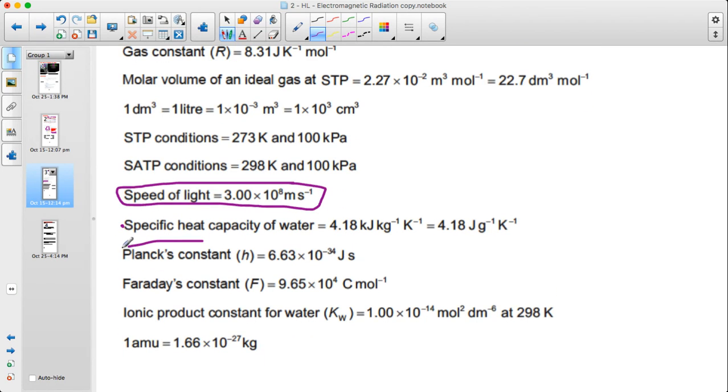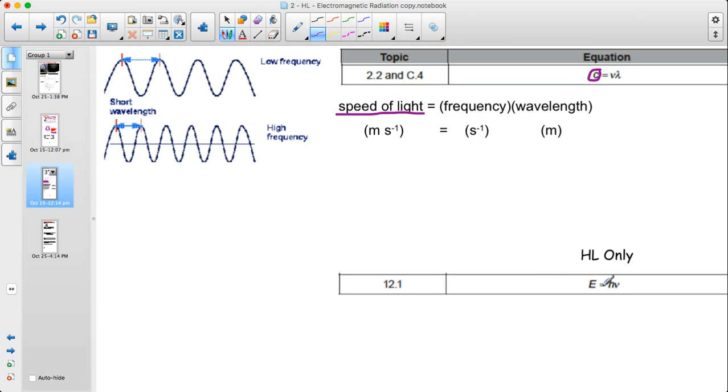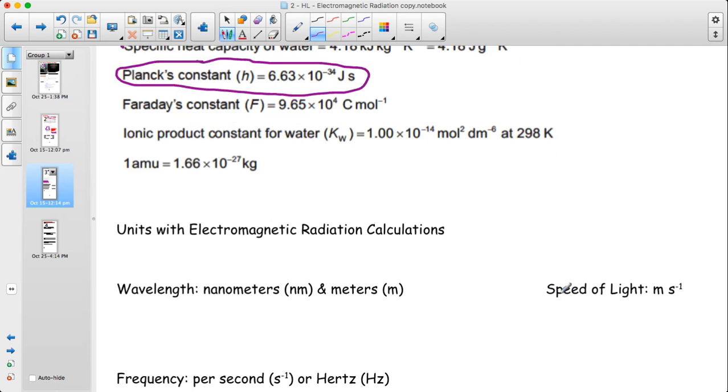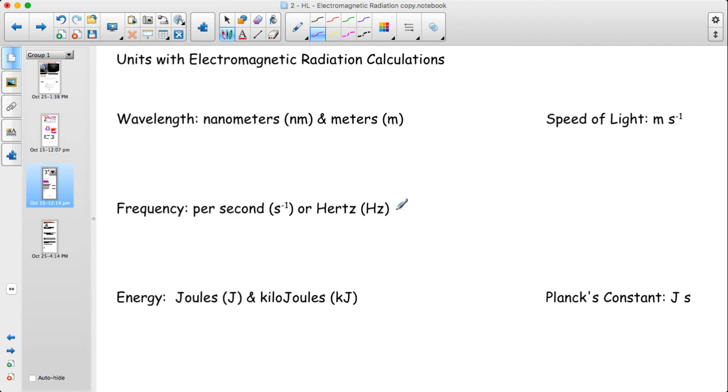If you're an HL student, Planck's constant, they give you the symbol for that is h, 6.63 times 10 to the negative 34th joule seconds. So the units are joules times seconds, which times frequency, which is per second, cancel out and give you joules for energy. Okay. Again, units that we're going to use, I've already kind of highlighted them.